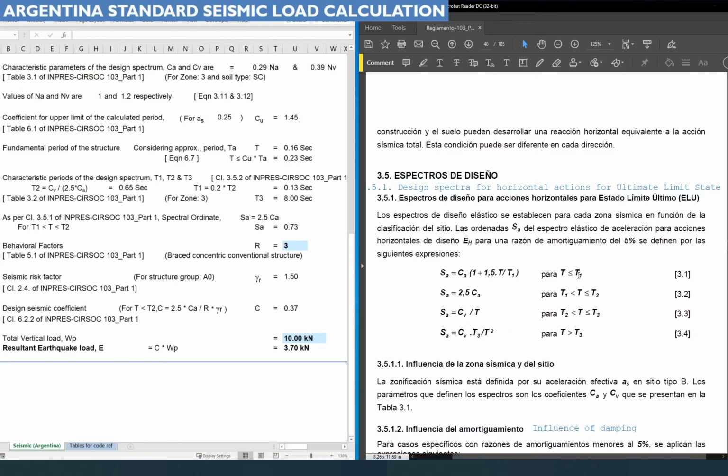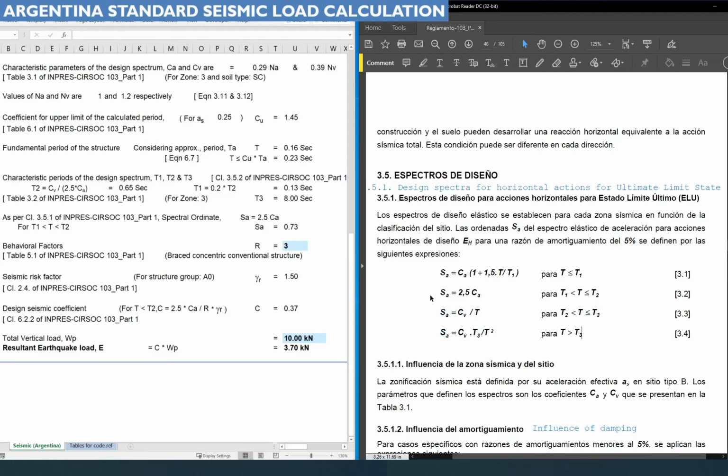If my fundamental period of the structure T is less than or equal to T1, then I need to consider this formula. If T1 is less than T and T is less than or equal to T2, then I need to consider the second formula. The third one is if T is greater than T2 but less than or equal to T3, then we consider the third formula. And finally, the fourth formula is considered where T is greater than T3.